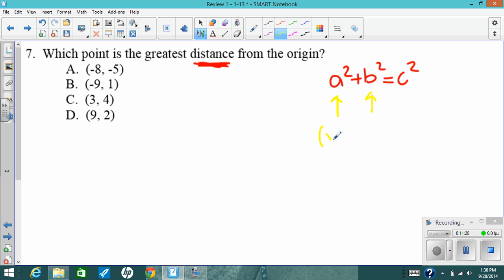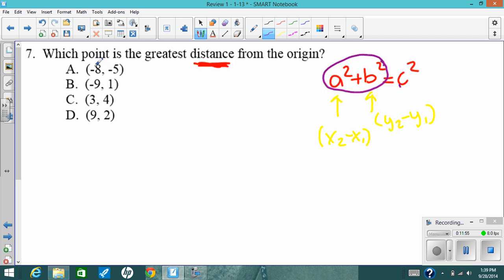So the x2 minus x1 and the y2 minus y1. So instead of doing the distance formula 4 times, we can plug in x2 minus x1, y2 minus y1 for a squared and b squared and see which one of these choices gives us the biggest a squared plus b squared. Because that will certainly give us the biggest value for c squared, and subsequently it'll give us the biggest value for c.